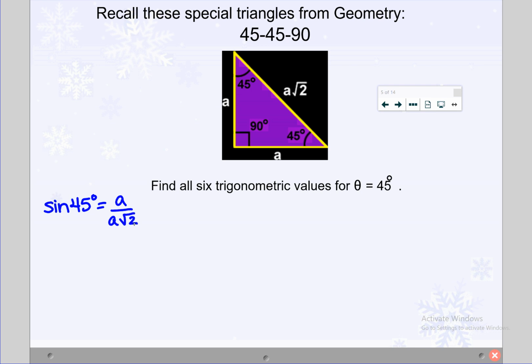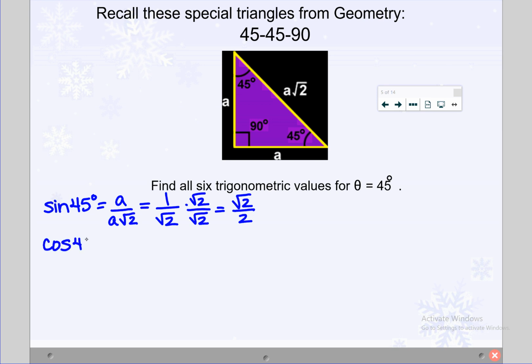So what ends up happening here is I have an A on the top and an A on the bottom. It's a common factor. They're going to cancel. And that's going to leave me with 1 over rad 2. And then I want to rationalize that. So I'm going to multiply by square root 2 over itself. And I'm going to end up with, in the numerator, square root 2, and in the denominator, 2. And then that's the final answer. So it doesn't matter what length these sides are, the sine of 45 degrees, no matter how big the triangle is, is always going to be rad 2 over 2.